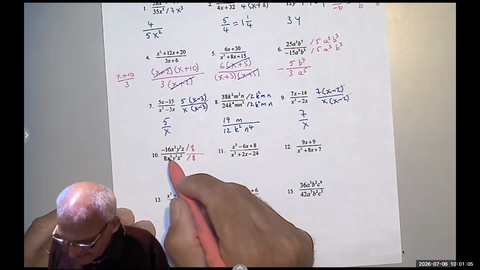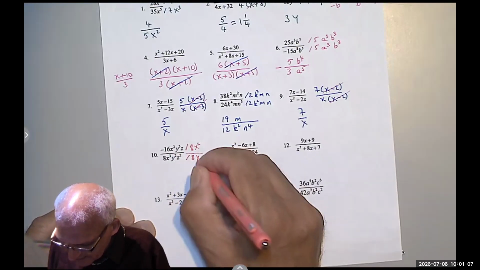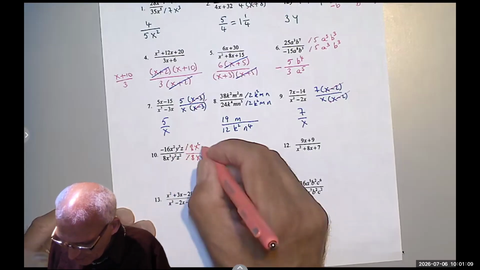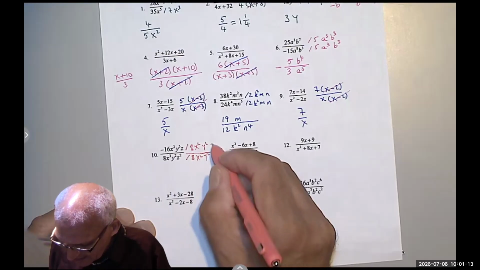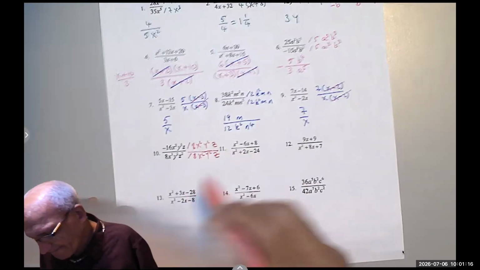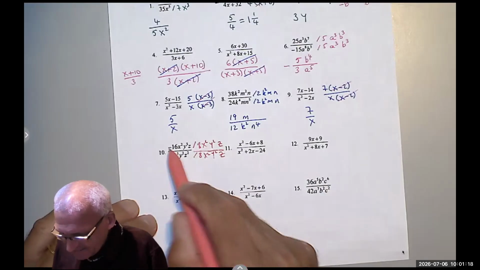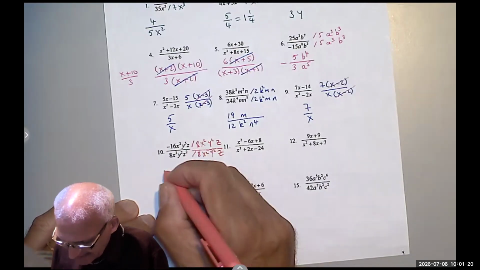X squared and x cubed, it's x squared. Y to the 5th, y squared is y squared. Z and z squared, it's z. So when I divide negative 16 over 8, I get negative 2.